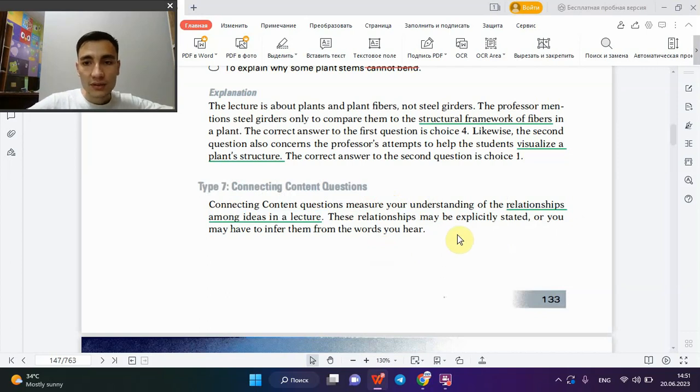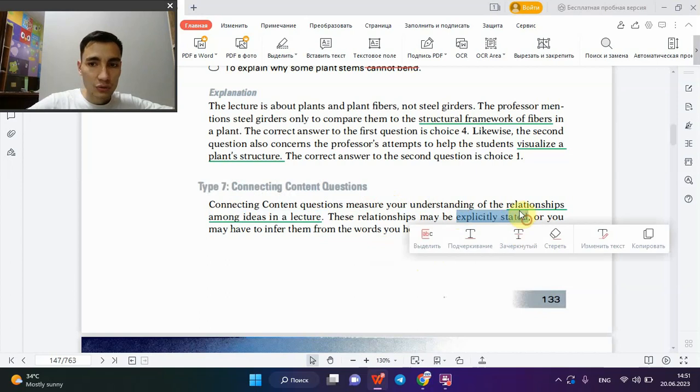These relationships may be explicitly stated. You may have to infer them from the words you hear.